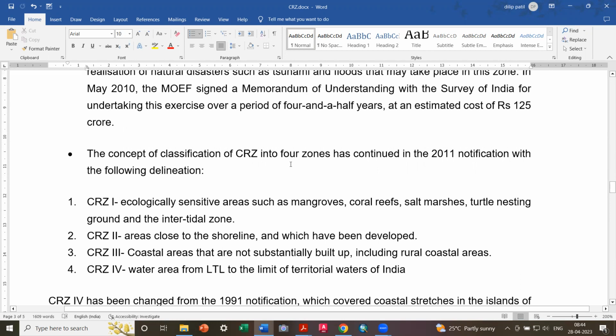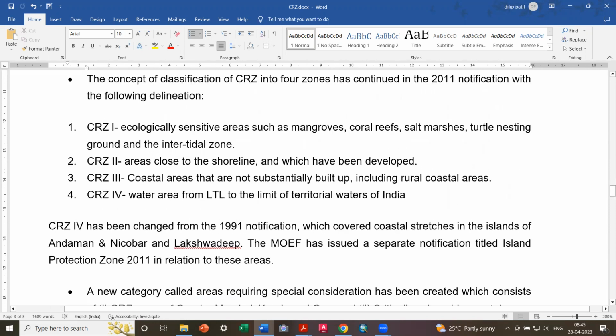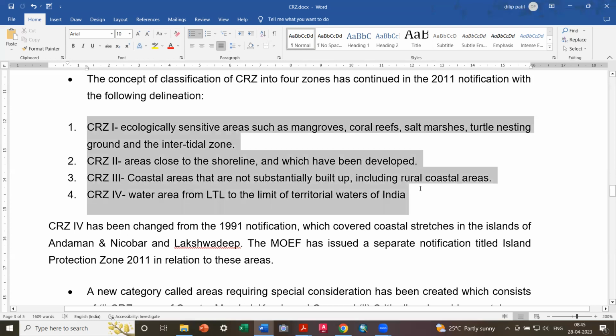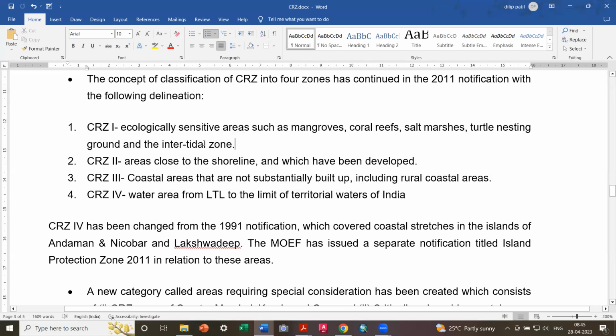The concept of classification of CRZ into 4 zones has continued in 2011. So CRZ 1, 2, 3, 4. These are the 4 categories. The area is divided into these 4 categories. There are subcategories also. So CRZ 1 काय असणार आहे?